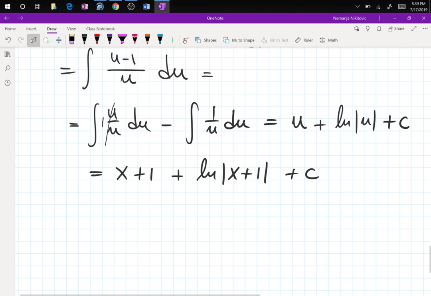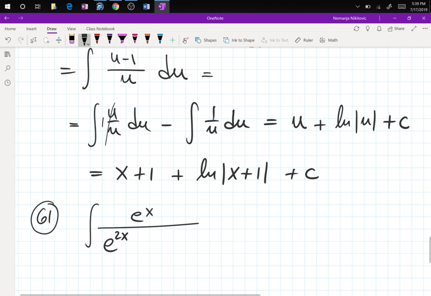Lock the doors. 61. Integral of e to the x divided by e to the 2x plus 2e to the x plus 1 dx.